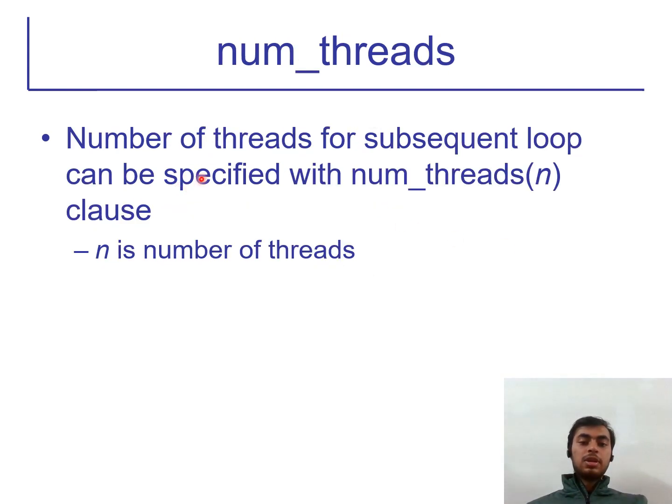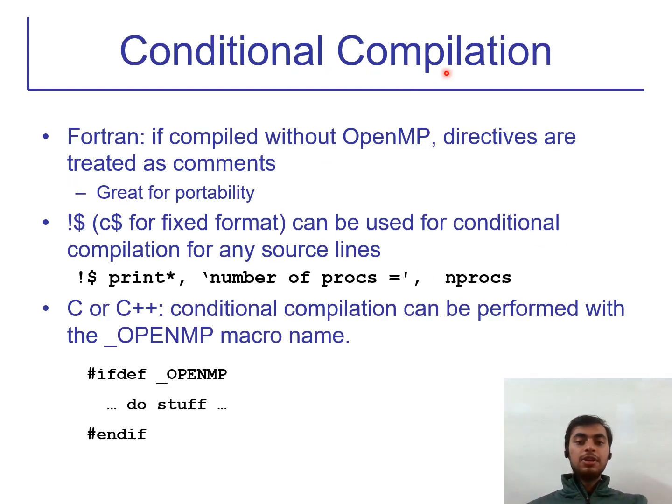Num threads. The number of threads for the subsequent loop can be specified with the num_threads clause. N is the number of threads. Conditional compilation. Fortran: if compiled without OpenMP, directives are treated as comments. Great for portability. $! can be used for conditional compilation for any source lines. C or C++ conditional compilation can be performed with the _OPENMP macro name.